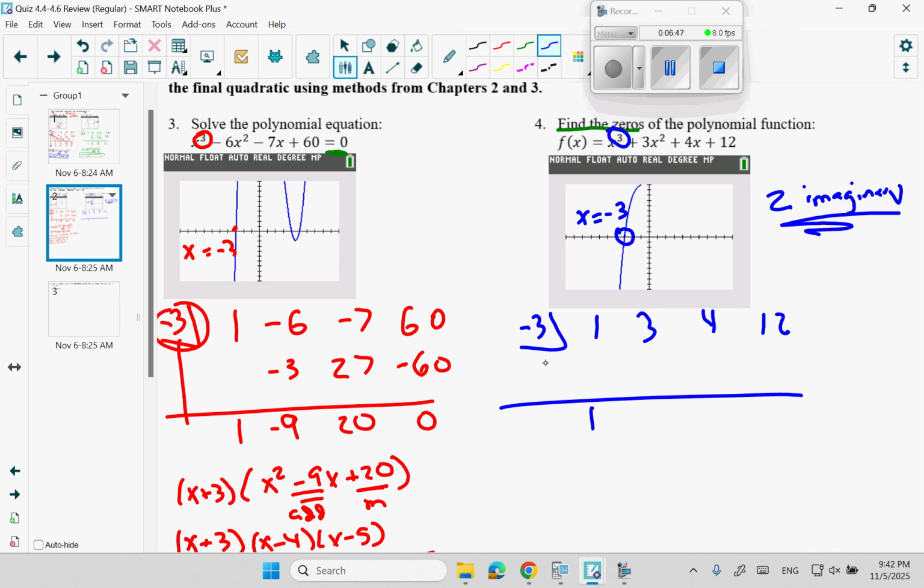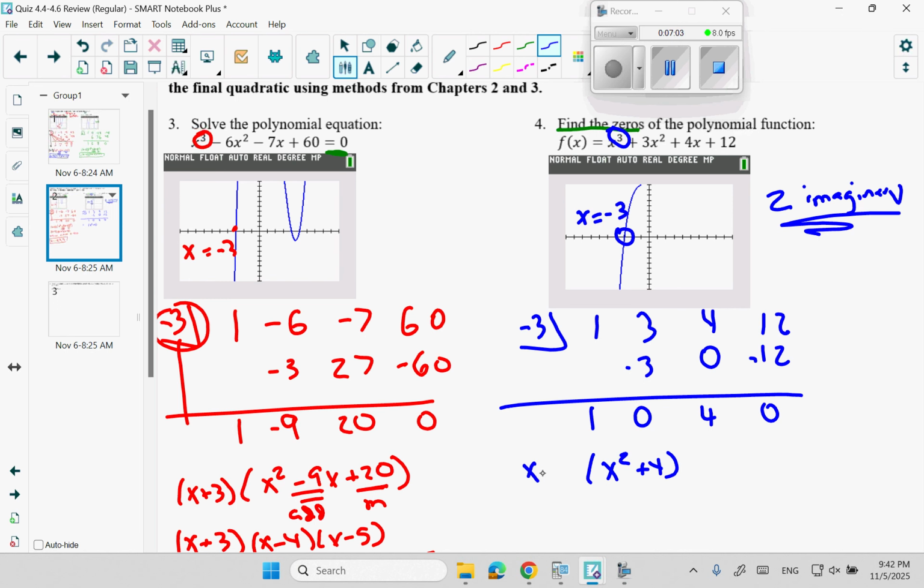So drop the 1. Negative 3 times 1, negative 3. 3 minus 3 is 0. Negative 3 times 0, 0. 4 plus 0 is 4. Negative 3 times 4 is negative 12. So I get x squared plus 4.